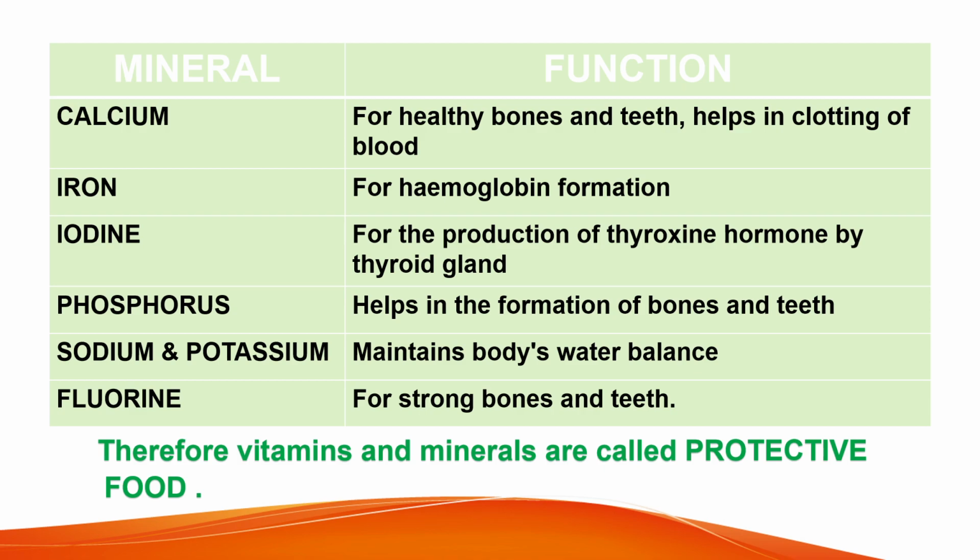Now next we have sodium and potassium. Sodium and potassium, they help in maintaining water balance in the body. हमारी body के water balance को maintain करके रखते हैं sodium and potassium. Then we have fluorine. Fluorine is for strong bones and teeth. It makes our bones and teeth strong. It helps to prevent tooth decay. In our toothpaste, if you see, fluorine is present in small quantity.